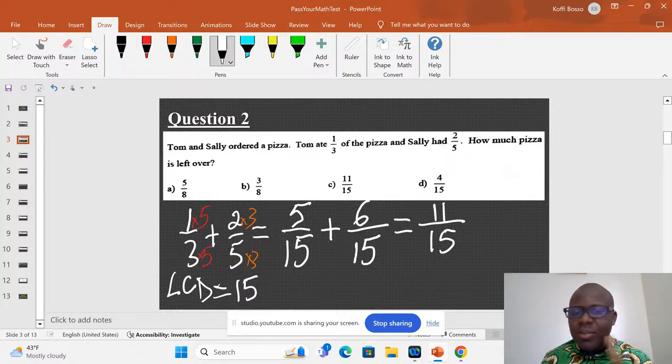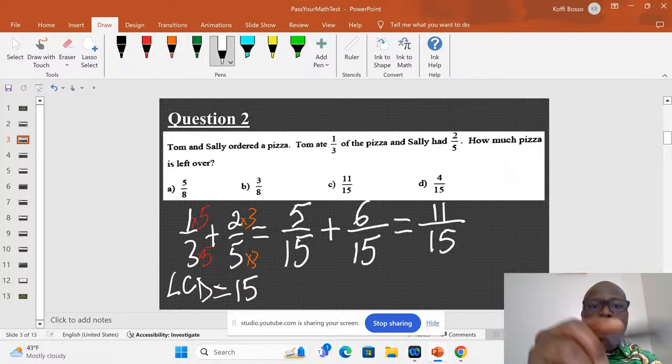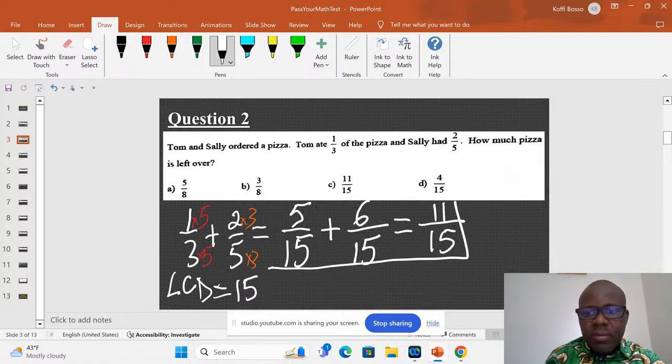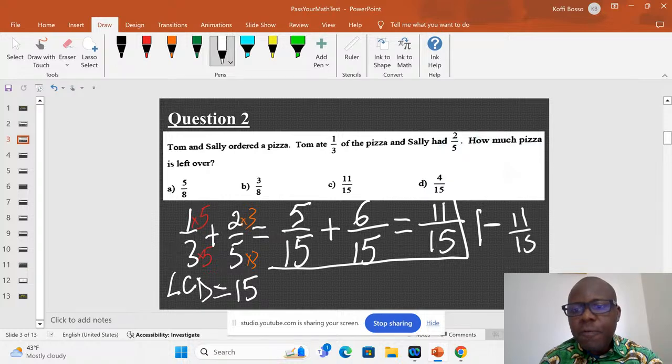But this is not the question. The question is to know how much pizza is left over after they took those parts. What part is left? So we need to do a subtraction here. That subtraction means we're going to take 11/15 from the whole pizza, and the whole here is 1. So we take the whole, which is 1, minus 11/15.